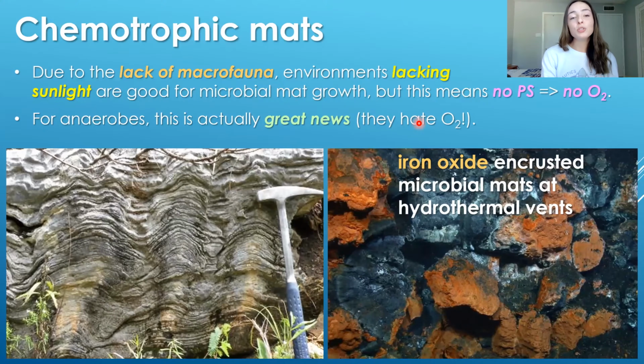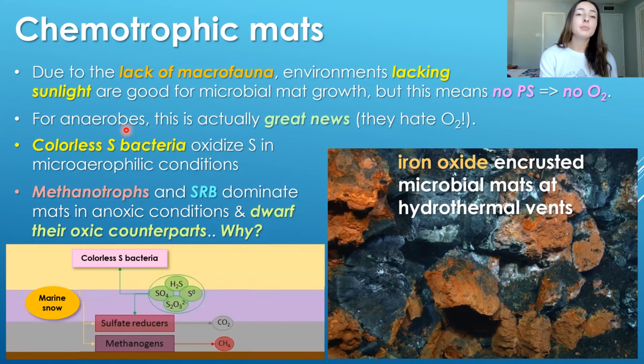Moving now to chemotrophic mats. These are those mats that would form in the absence of sunlight, where a lack of macrofauna would mean great news for microbial mat growth because the macrofauna wouldn't munch down all of the microbial mats that begin to grow. But because there's lack of sunlight, that would mean no photosynthesis, which would mean no oxygen. However, like I talked about previously, for anaerobes, this is great news. They hate molecular oxygen. And so a few different types of bacteria would thrive in these types of mats.